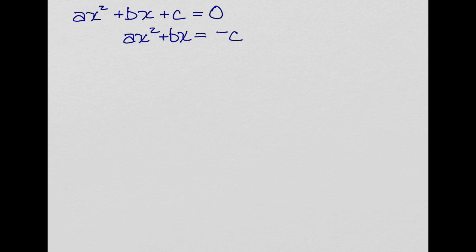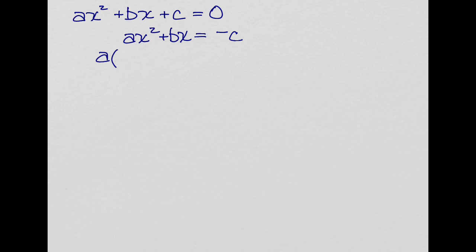Next thing, we're going to start this completing the square process. The thing is, in order to do completing the square, the leading coefficient, the coefficient of the x squared term, has to be 1, and it isn't. So I'm going to factor out a on the left. I can do that just on the left because I'm not changing anything. I'm just changing what it looks like. So I'm going to factor out a.